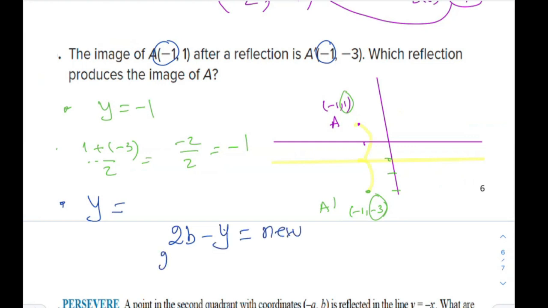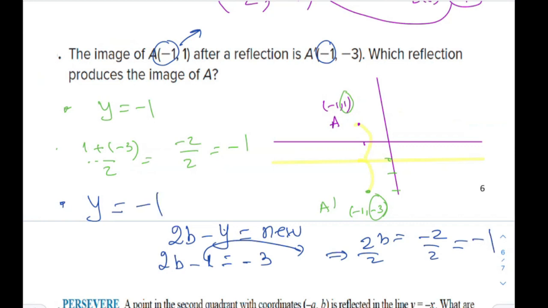So what will you do? 2b minus original y, which is 1, equals the new y, which is -3. So you can take this to the other side. 2b is -2, divide by 2, minus 1. So y equals -1. You can use either approach you like to find the same result.